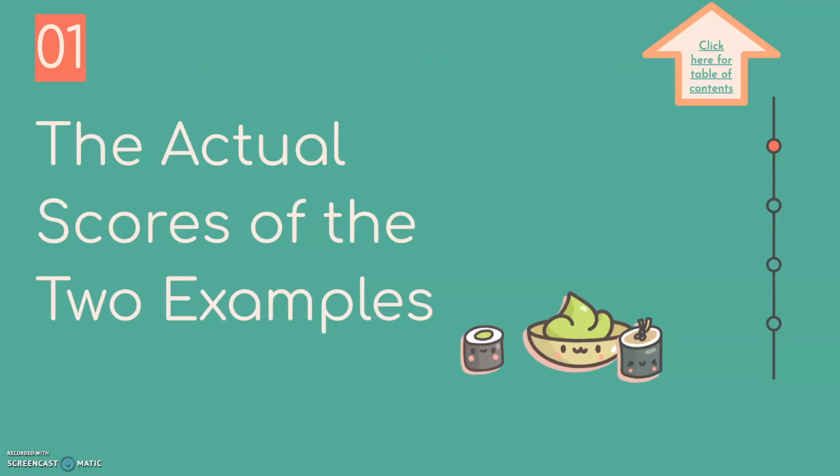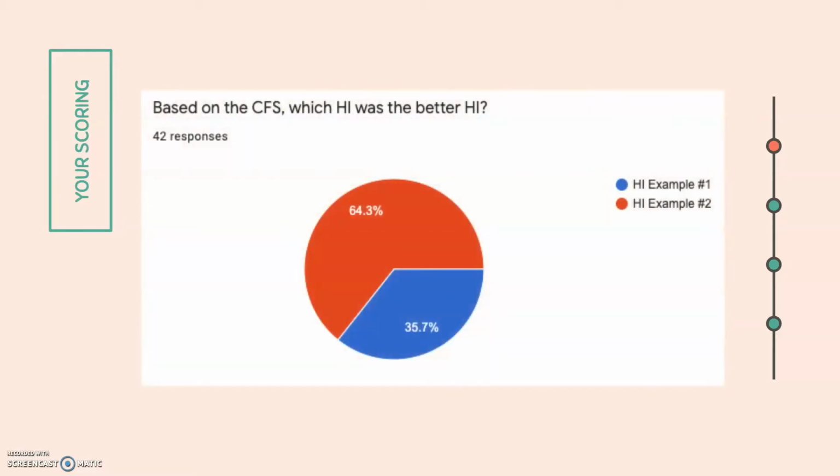First up, this is what you guys said was the better HI. So 64% of you did say example 2 was better, which is the correct answer. It is definitely by far the better choice. I was pretty shocked that so many of you did say HI example number 1 was the better one, but I think it's because you guys based it on the fact that HI example 1 actually had the question, whereas HI example 2 did not include the question.